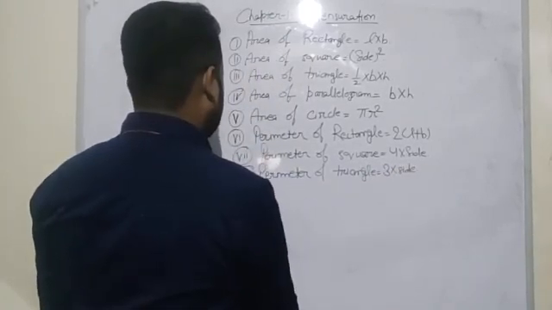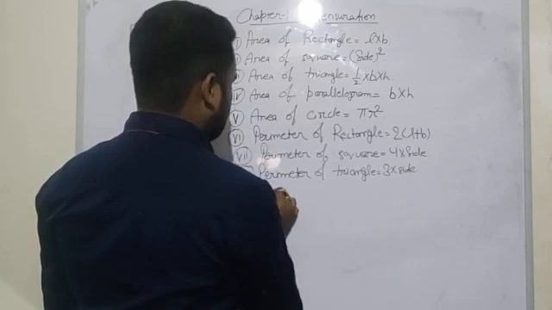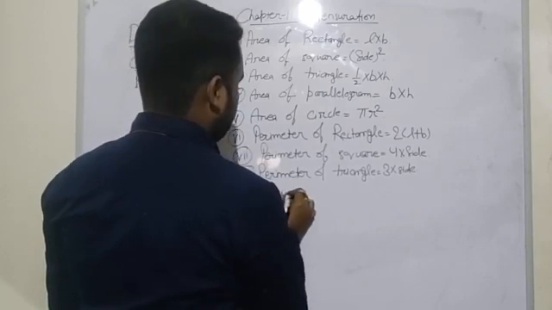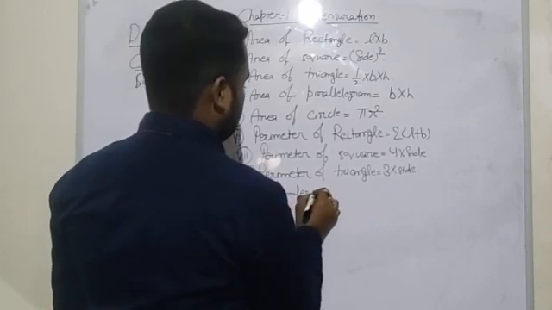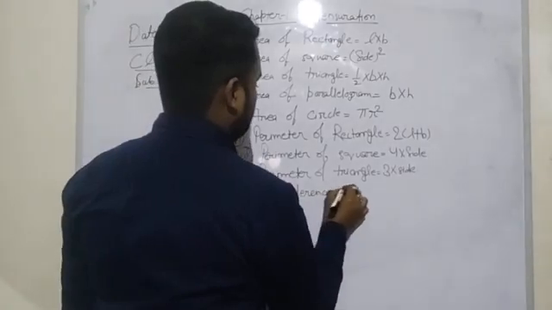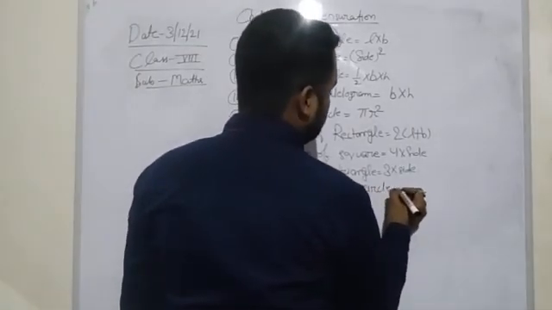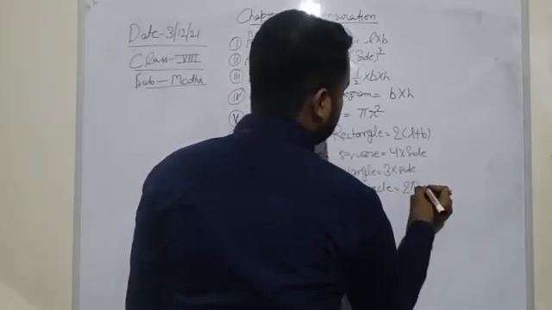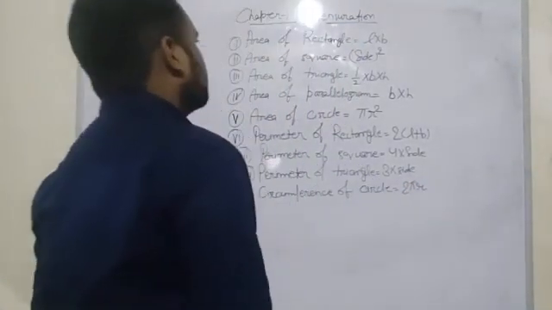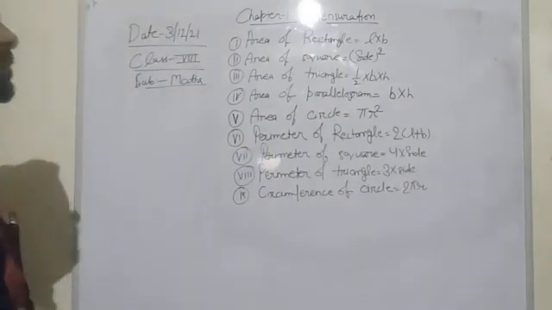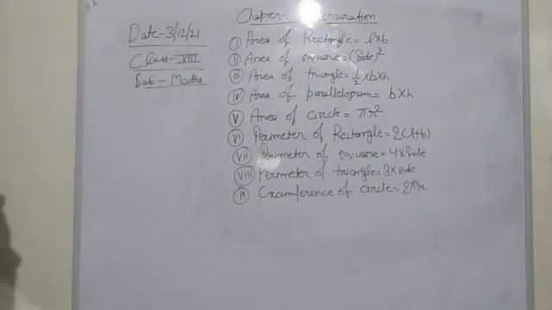After that, circumference of circle with radius r is 2 pi r. Now here are some formulas which you have to recall.